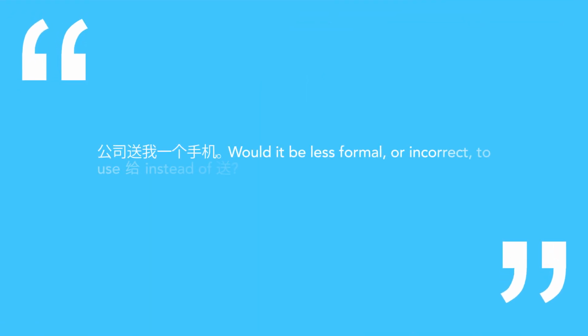Julie Lund on 送 in context. 公司送我一个手机. Would it be less formal or incorrect to use 给 instead of 送? 给 just means the company gave me a phone. It doesn't indicate that they gave it to you and it's yours now entirely. So if you say 公司送我一个手机, then that means they gave you a phone and it's yours now.